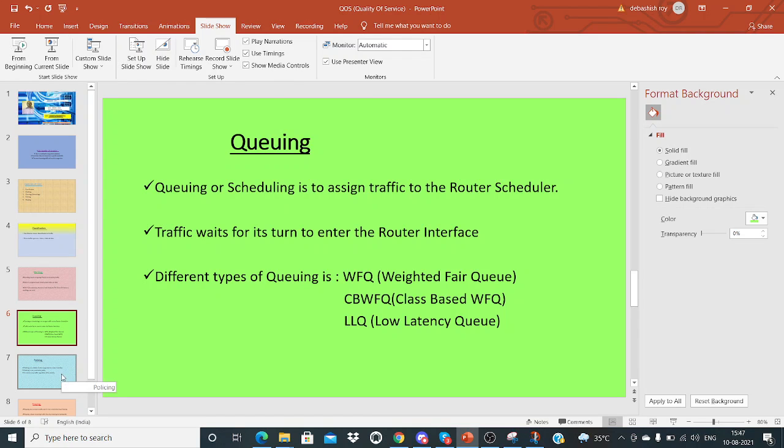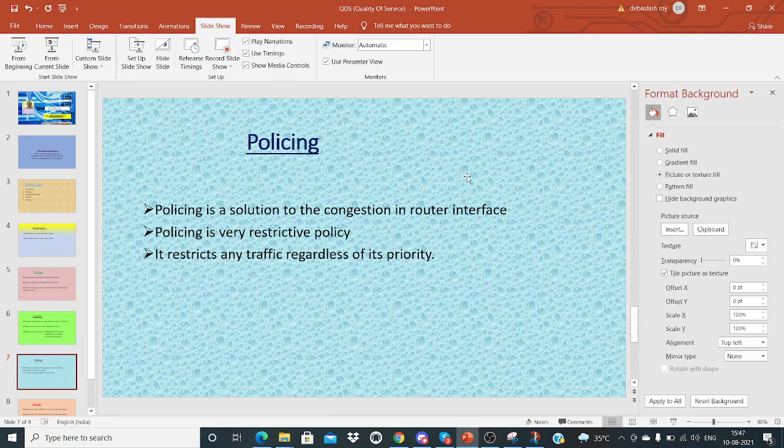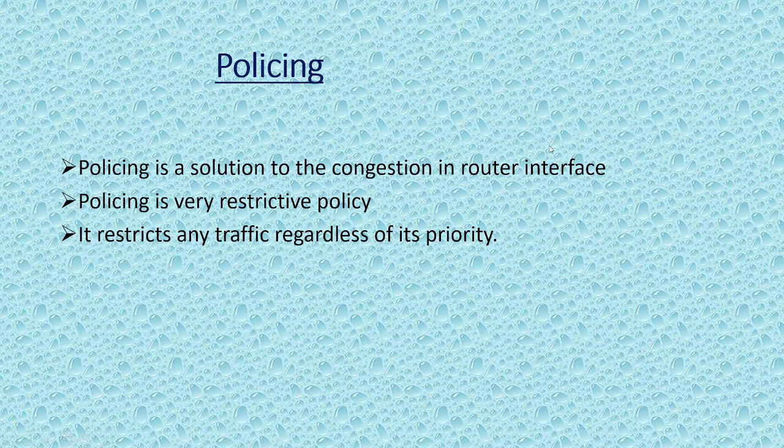And now this is policing. Policing and shaping are two methods to restrict congestion or to avoid congestion. I've already told you that congestion can never be totally avoided, but we can restrict it. Policing is a solution to congestion at the router interface. It is a very restrictive policy.